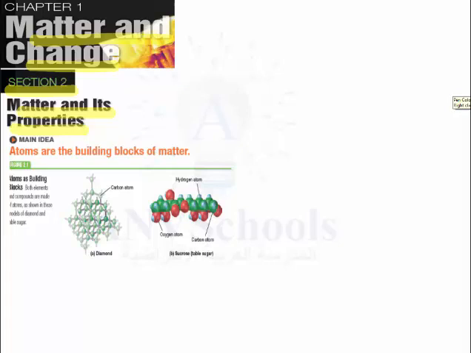So when we are looking at matter and its properties, the first thing we should know is that everything as we know it, all things, are made of matter.